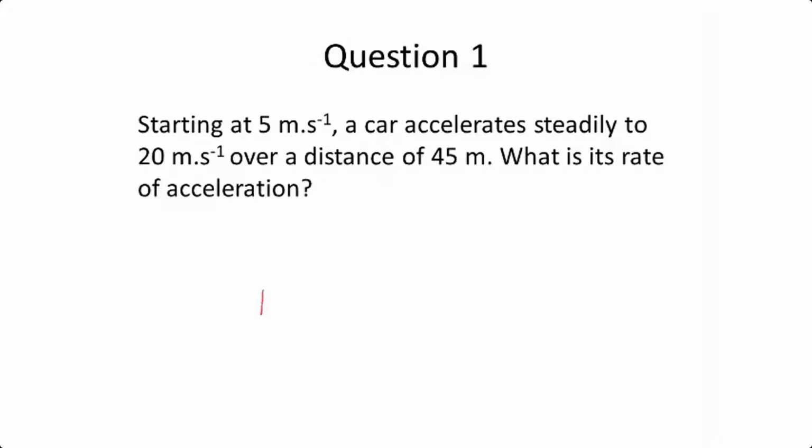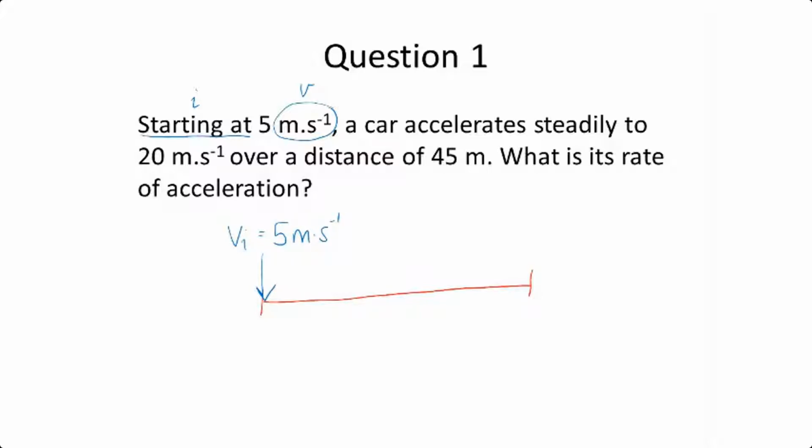Now, all questions involving equations of motion refer to intervals. And the first step is to put in everything you know about that interval in this simple diagram. So first it says starting at, so that's initial, 5 meters per second. Meters per second is a velocity. So we know the initial velocity is 5 meters per second.